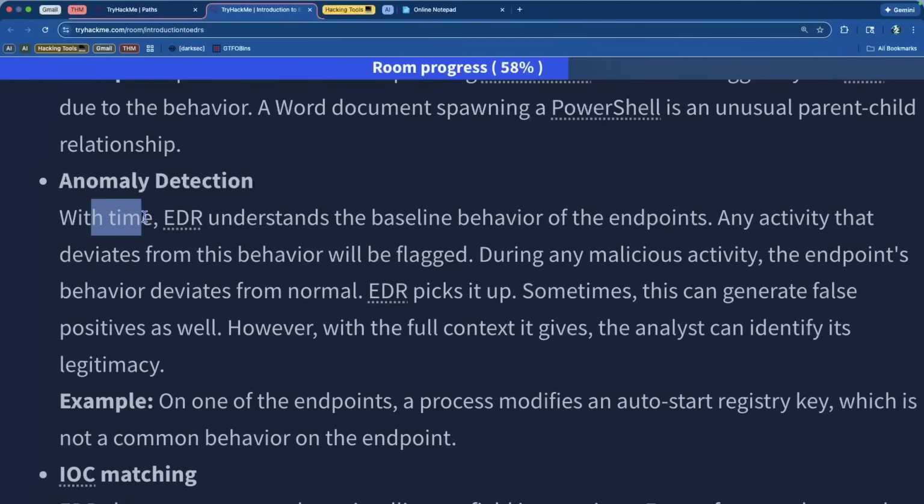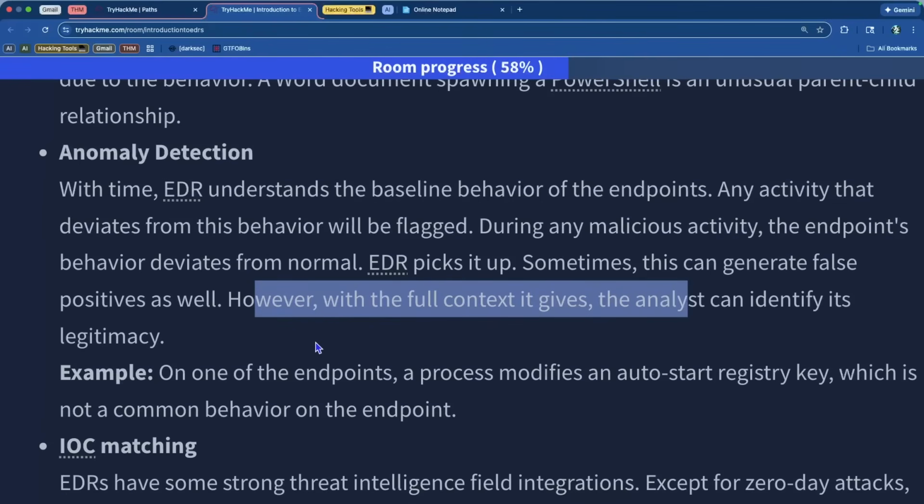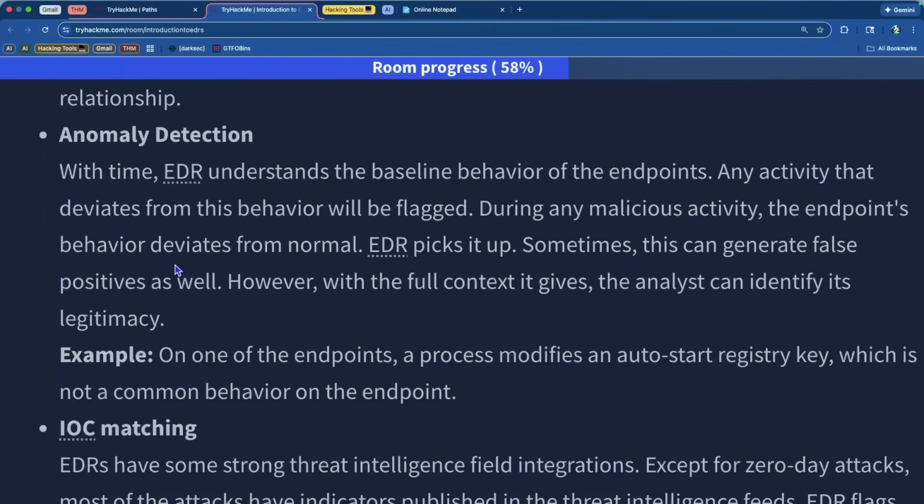Anomaly detection. With time, EDR understands the baseline. Baseline means normal behavior of the endpoint. Any activity that deviates from this behavior will be flagged. During any malicious activity, the endpoint's behavior deviates from normal, and EDR picks it up. Sometimes this can generate false positives as well. However, with full context, it gives the analyst the means to identify its legitimacy. The key here is the longer the EDR has access to baseline behavior, the more accurate it becomes at detecting anomalous behavior, right? An anomaly is out of the norm. That's basically what that is.